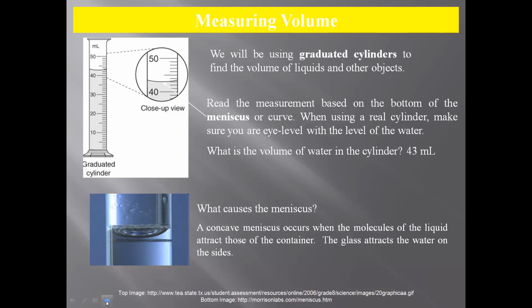So in this example, what is the volume of water in the cylinder? It's actually 43 milliliters. You can see the top of the curve is almost at the 44, but you read from the bottom. The meniscus is caused when the molecules of water or the liquid are attracted to the sides of the container. That's why you have this meniscus or this curve in a graduated cylinder. And you'll see this in test tubes and other cylinder type objects.